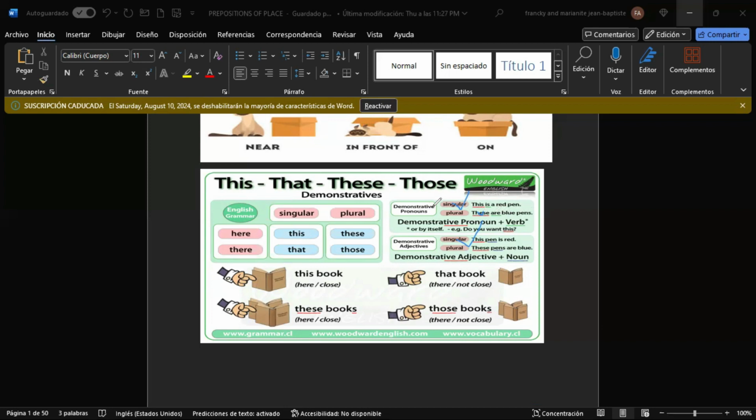You know how to use this, how to use that, how to use these, and how to use those. This is the singular of these. That is the singular of those. When we can touch it, it's only one thing, we say this. When we can touch them, plural, we say these. When we cannot touch them, plural, we say those. And when it's singular, we say that. I think everyone understands.